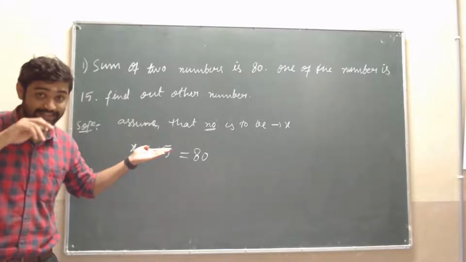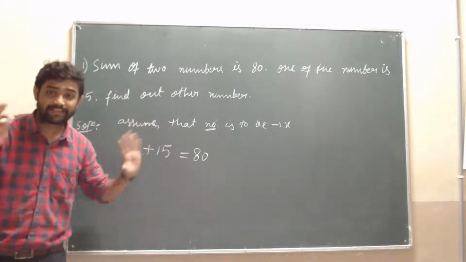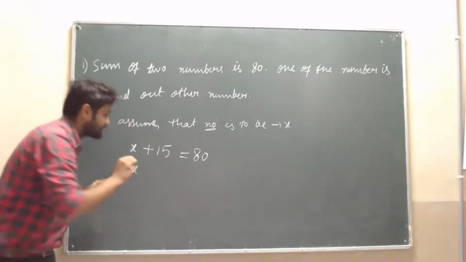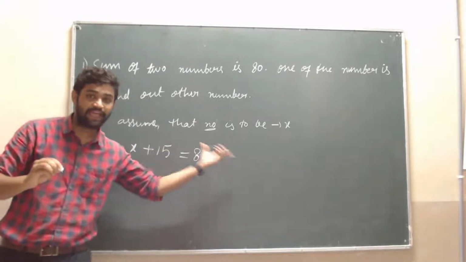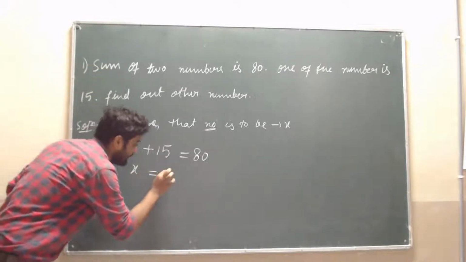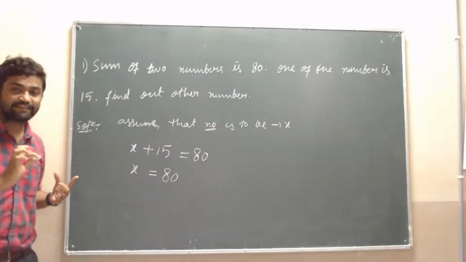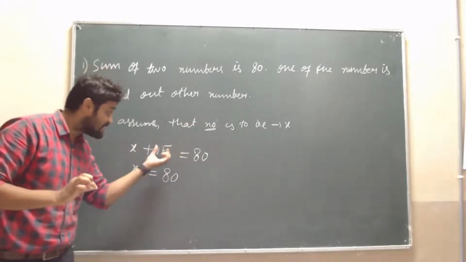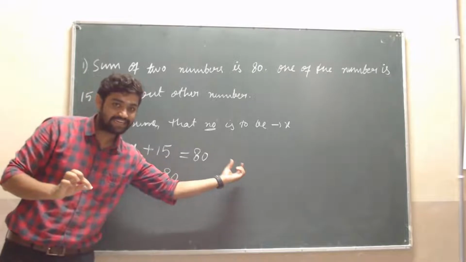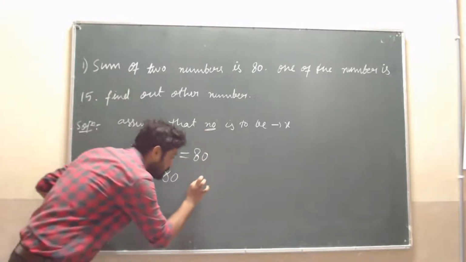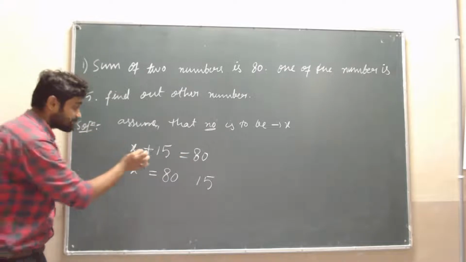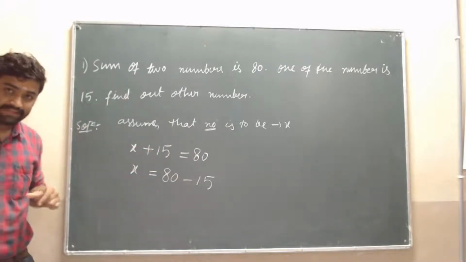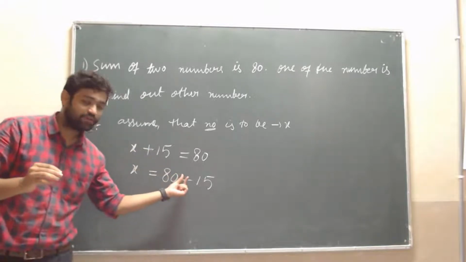We know the inverse method, isn't it? We can solve this by any method. Solve by whichever method. I will transpose this plus 15 to the other side. See here, 80 is there as it is, I will keep it, and 15 goes to this side. That means 15 is transposing from LHS to RHS. Plus transposes to minus. Isn't it? Plus transposes to minus.